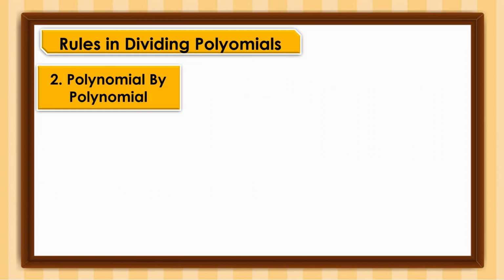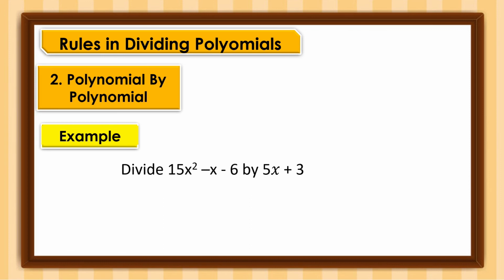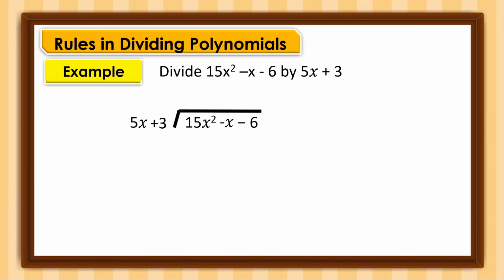So the next rule is polynomial by polynomial. How do we divide a polynomial by a polynomial? For example, we will divide 15x squared minus x minus 6 by another polynomial in the form of 5x plus 3. When we are dividing a polynomial by another polynomial, it is just like dividing integers. So the dividend is inside and the divisor is on the outside. So 15x squared minus x minus 6, we will divide it by 5x plus 3.